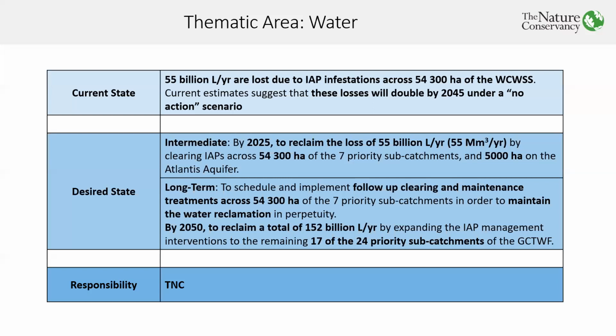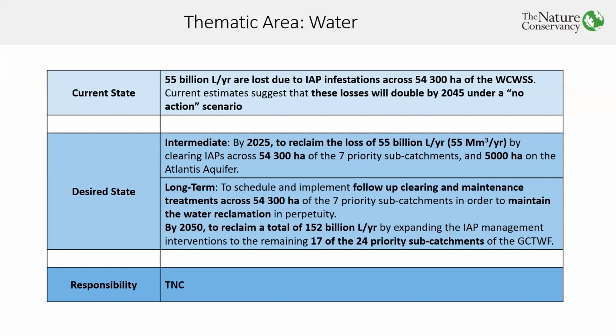So the current state for the water thematic area, as well as the desired state, was informed through the application of hydrological models in the business case for the water fund. These models showed us that currently 55 billion liters of water per year, or 55 million cubic meters, are lost due to the presence of these thirsty invasives across 54,300 hectares, which makes up the 7 priority subcatchments. The models also indicated that these losses will double by 2045 if no action is taken.